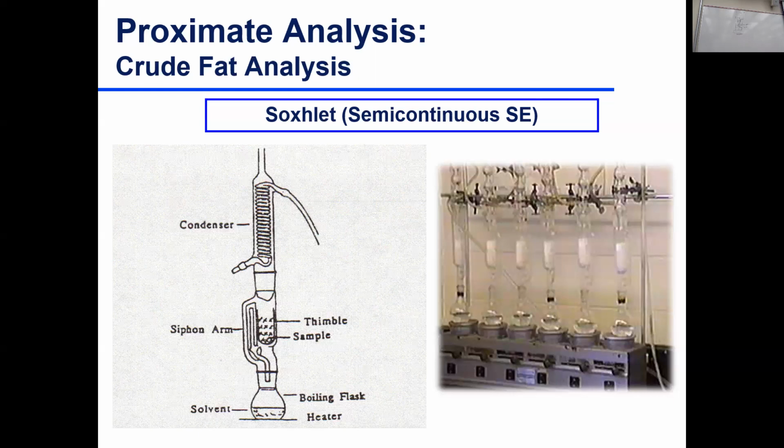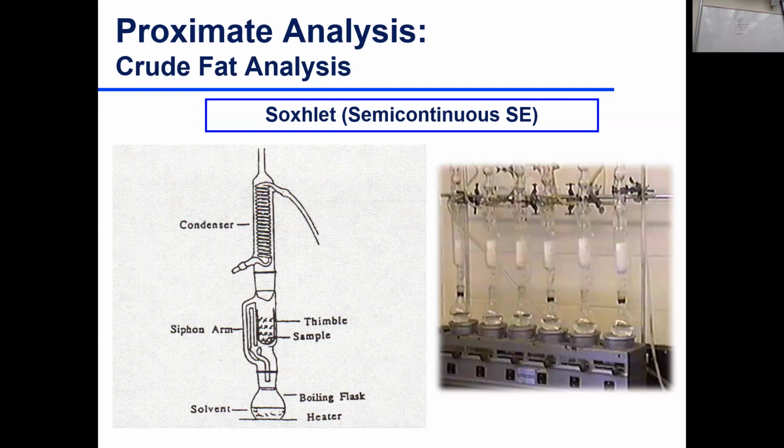Condenses down into your thimble, and the solvent starts building up in this compartment and also in a small siphon arm or siphon tube. So the solvent starts filling up, so the sample is soaked with the solvent. So there is a soaking step. This allows for better solubilization of your fat. The solvent is not just channeling through and going through; there is a soaking step.